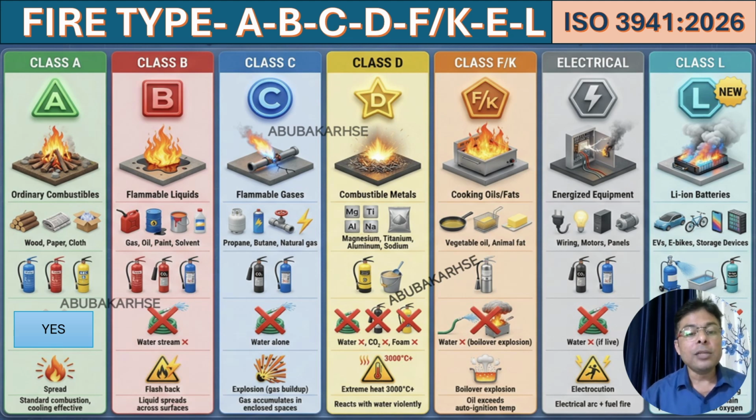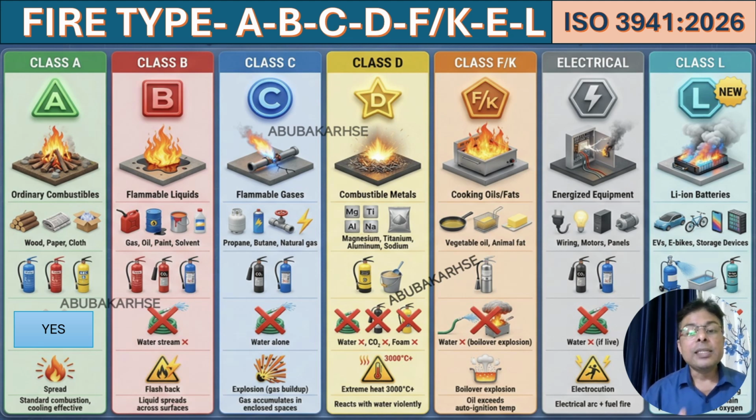Next is the B type fire. B type fire means flammable liquids: gas, oil, paint, solvents. This fire is defined as class B. In this case, you use a CO2 fire extinguisher for the B type fire. You can extinguish it with CO2. Don't use water or steam on a B type fire. The impact is flashback, and the liquid spreads across the surface.